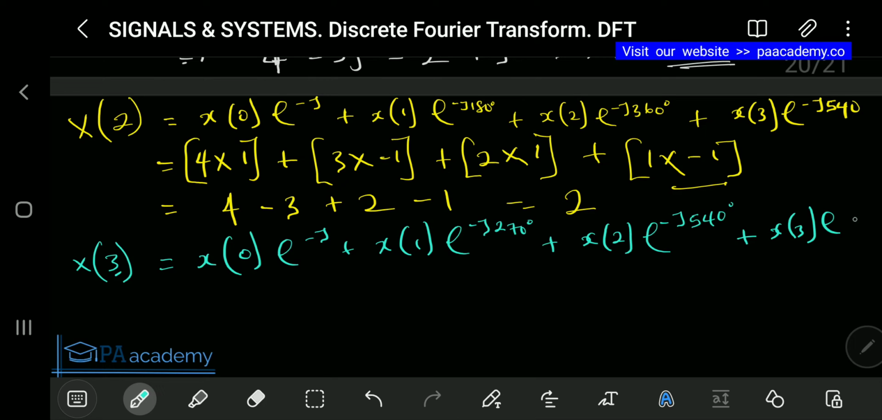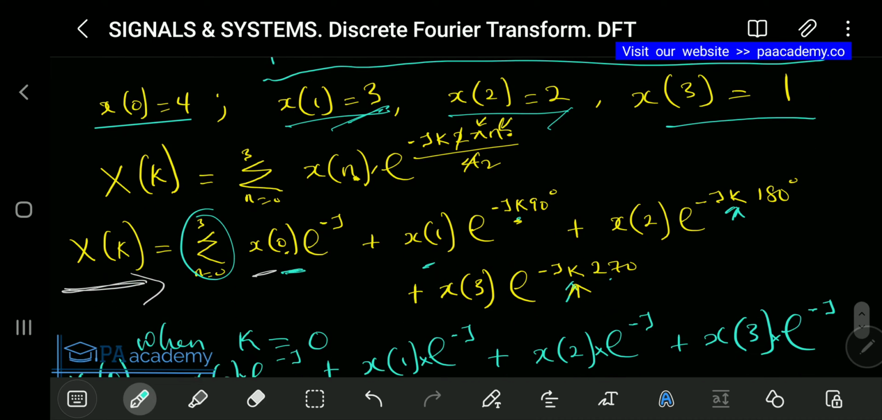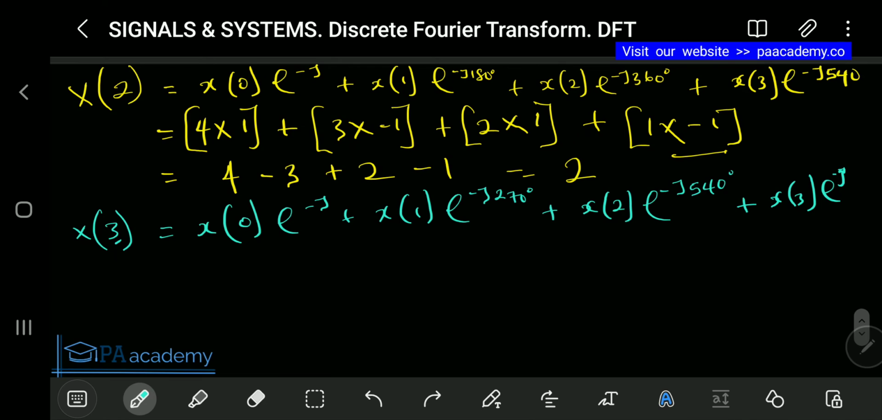x of 3 exponential minus j. So let's look at x of 3. For x of 3, k is now 3. That will be 270 times 3, and that's going to give us 810. I hope you can see this. So that will be minus j 810 degrees. Alright, so now let's tidy it up.